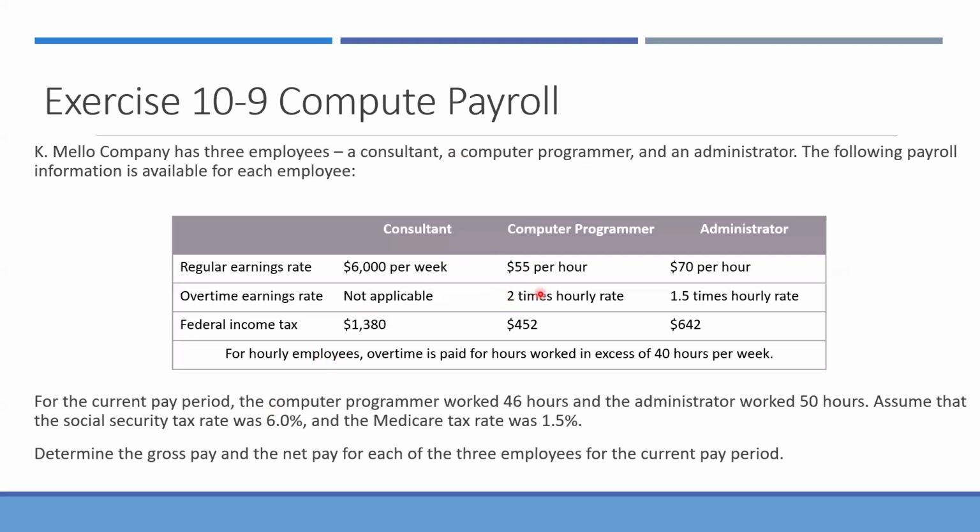So this computer programmer gets 2 times the hourly rate, $55 an hour. And the admin gets $70 an hour times 1.5 for overtime. The computer programmer worked 46 hours. The admin worked 50 hours. Social Security tax is 6%, Medicare is 1.5%. What's the gross pay and the net pay for these 3 employees?